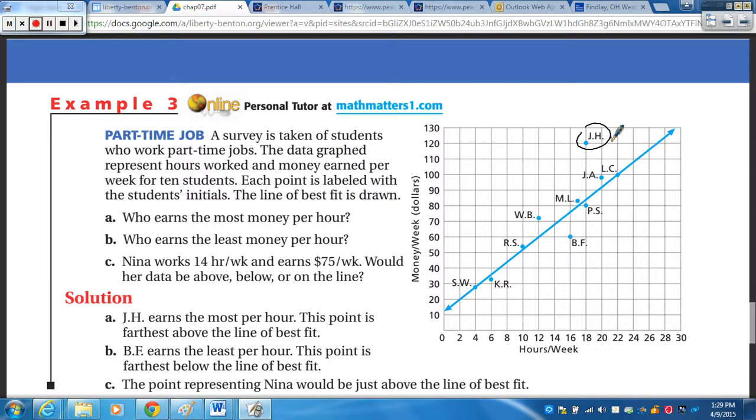So, A, who earns the most money per hour? Well, if we look here, this is dollars, this is hours per week, and so this is money per hour. So as I'm looking here, the person furthest above the line earns the highest amount of money per hour. It looks to me like at 18 hours, they earn $120.